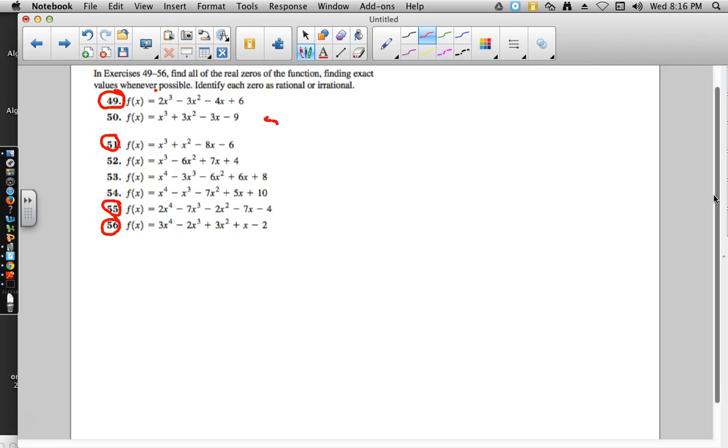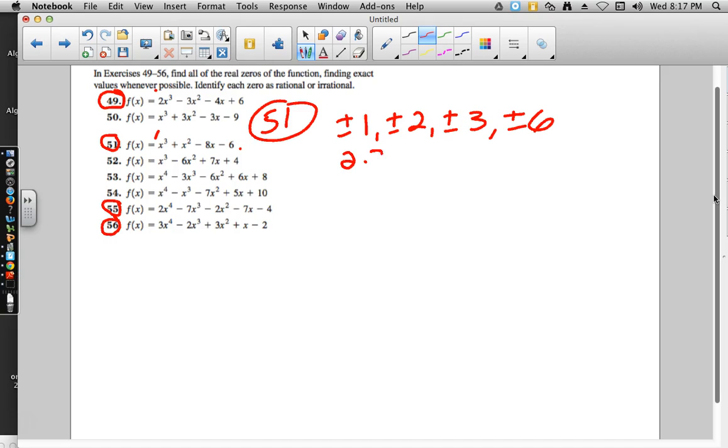So number 51, we'll go through the possibles. There's a 6 in the back. Plus or minus 1, plus or minus 2, plus or minus 3, plus or minus 6 are all the factors of 6. And in the front, this is just 1. So dividing any of those by 1 is just going to get us those back. And then we would grab our graphing calculator and we would check and see what it's giving us for zeros. And we see that we have this 2.7320508, and we have a negative 0.7320508, and a negative 3.